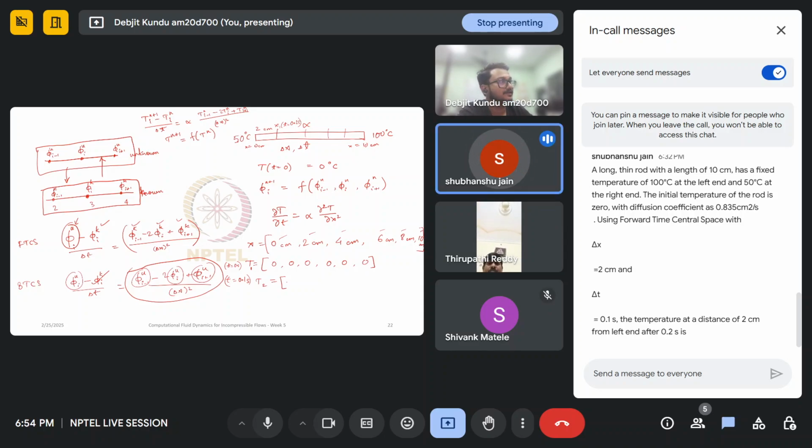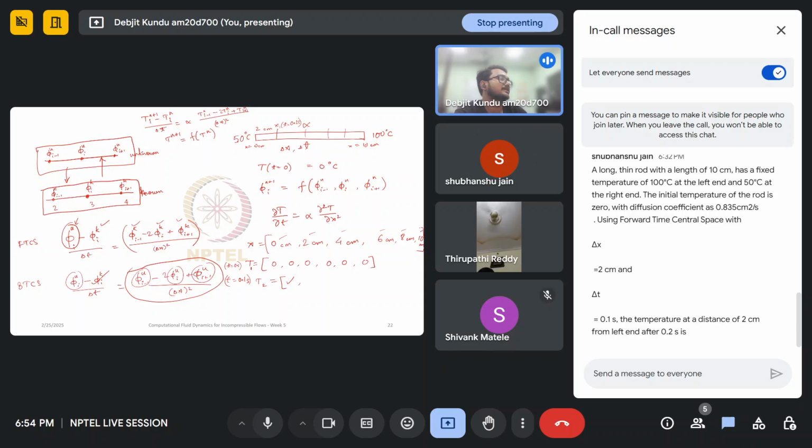So for T_i and for T_(i-1), what value of temperature do we have to take, 50 degrees or 100 degrees? So please explain this.